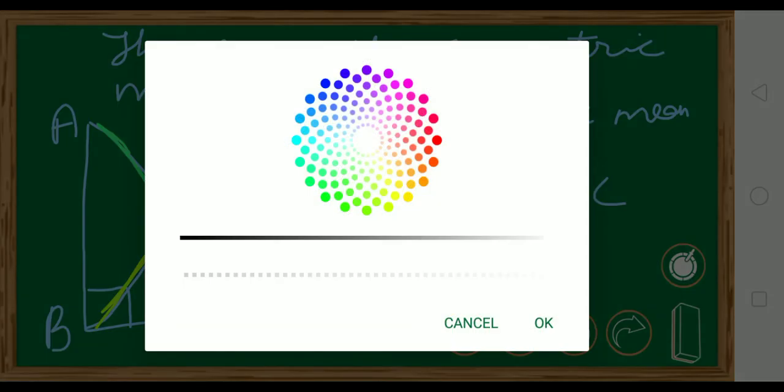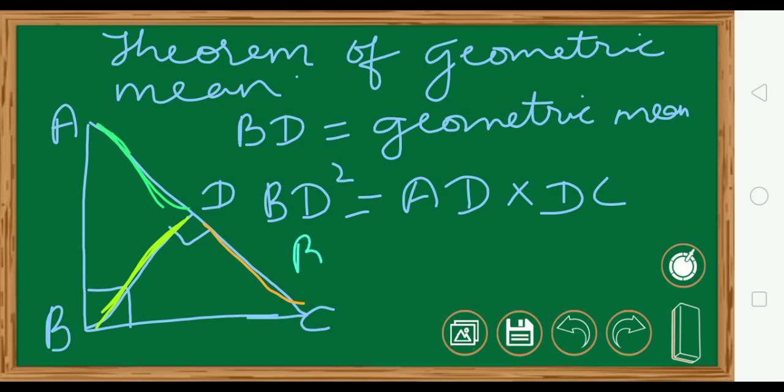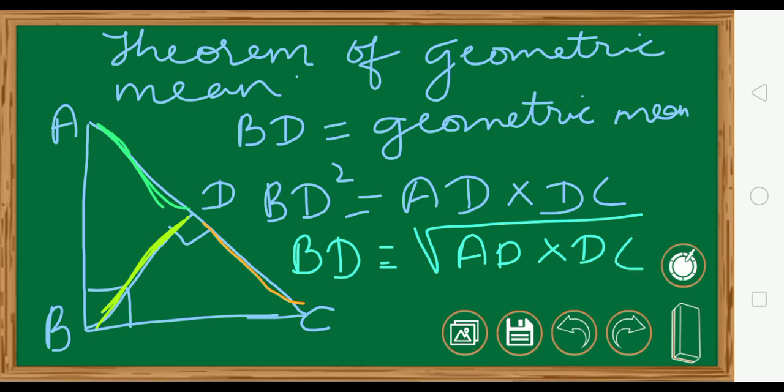So what can you finally write in this? We can finally write that when you write for BD, BD will be equal to root of AD into DC. So it is known as geometric mean. BD is the geometric mean and this is equal to the product of DC and AD. Means the perpendicular from the right angle divides the hypotenuse into two parts. One is this and one is this. And it is equal to the root of product of these two parts. BD is equal to root of AD into DC. This is the theorem of geometric mean.